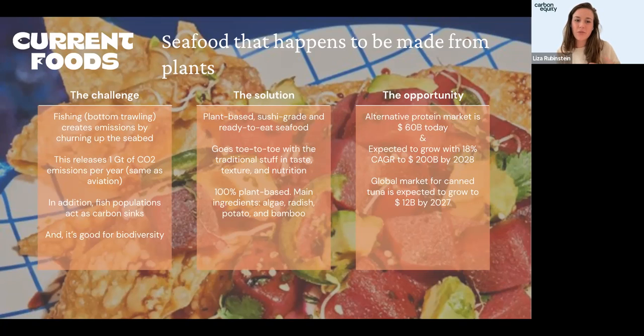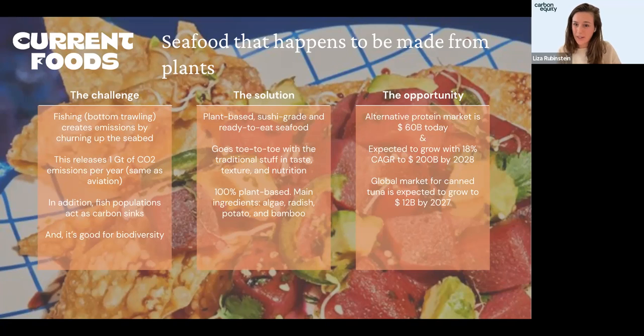I think Carbon Equity is really focused on what are the technologies that will get us net zero as soon as possible. But there's tons of good side effects to the companies that we're investing in. And some of these companies are also really focusing on optimizing those side effects, like taking care of biodiversity. Anyway, this solution, raw plant-based tuna that's just as good, just as tasty, and just as nutritious. Its main ingredients are algae, radish, potato, bamboo, all local ingredients that you can grow close to where they're produced.